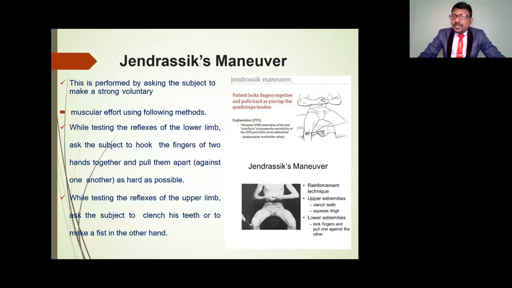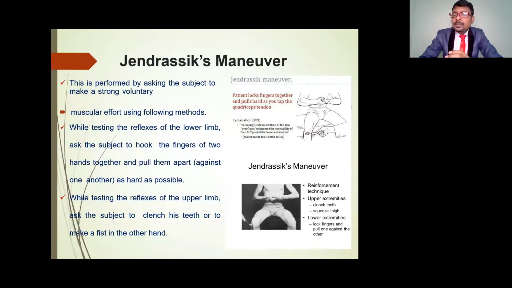So just now we discussed, if the person is having difficulty in getting the response. For example, if you are doing the biceps reflex, tapping the biceps, or maybe triceps, or maybe supinator, sometimes the person is normal, but we won't get any proper response. There is no proper elbow contraction, elbow flexion, no elbow extension, no supination.